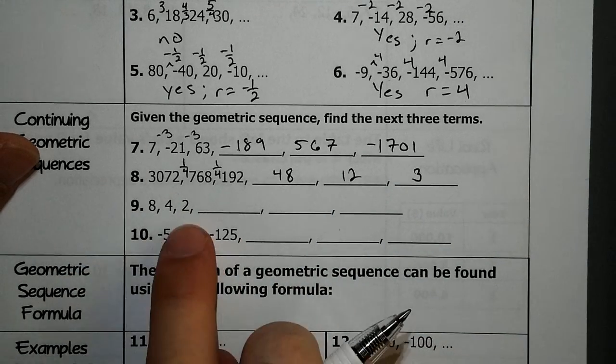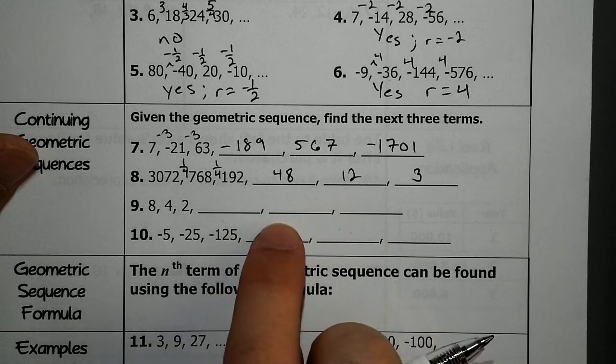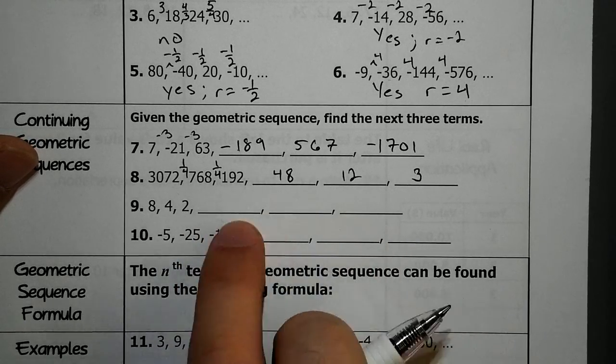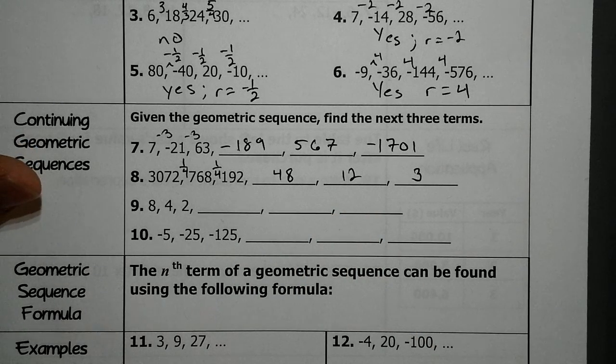Now, I want you to try this with both of these, get the next three terms. If you get decimals or fractions, make sure to leave your answers in fraction form, okay? Try 9 and 10 real quick. Push pause on the video until you've done it. Push pause now.